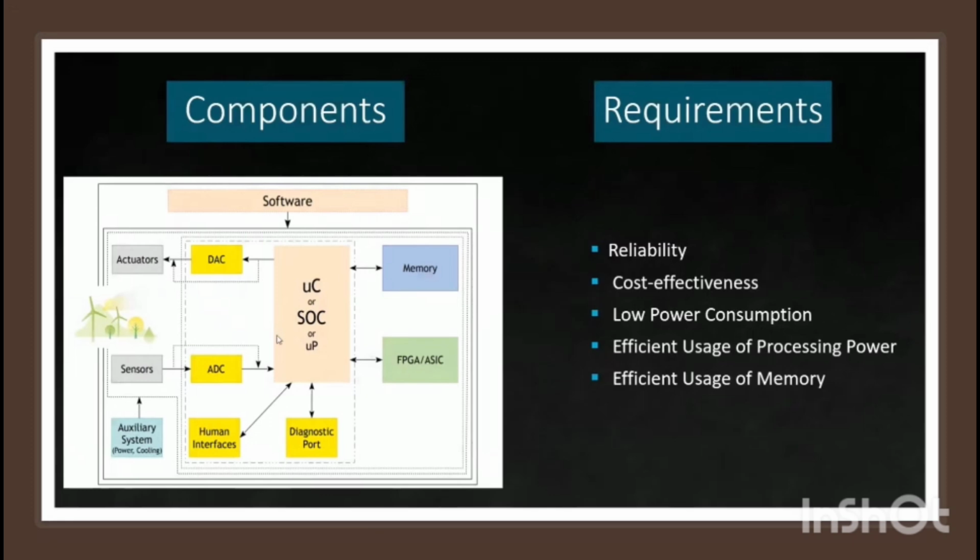The next one is hardware and software components. Let's talk about the hardware components. In hardware components, we can see the microcontroller, SoC, and microprocessor. The memory and FPGA are connected to the microcontroller. Then the other ones are diagnostic port, human interface, ADC and DAC. And the other requirements are reliability, cost efficiency, low power consumption, efficient usage of processing power, and efficient usage of memory.